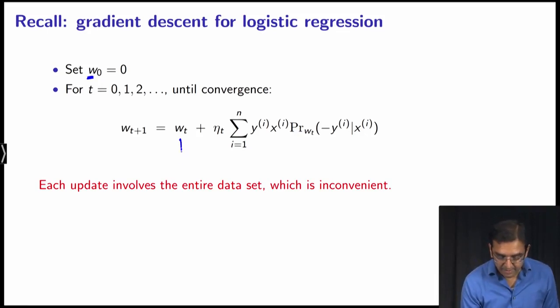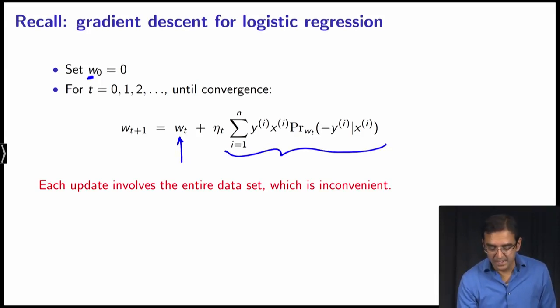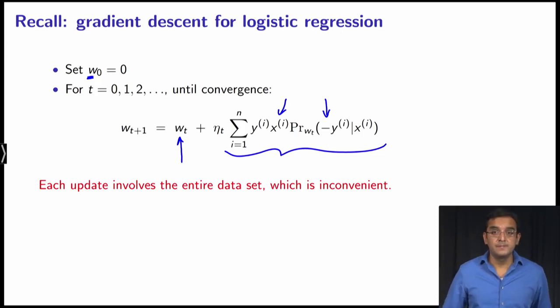If our current parameter vector is w sub t, what we do is to compute a weighted sum of the data points, where the weight of a particular point is increased if we are currently doing badly on that data point, if this probability is high. So we compute this weighted sum, and then we simply add it to w with a particular step size eta sub t. Okay, so this is fairly straightforward.